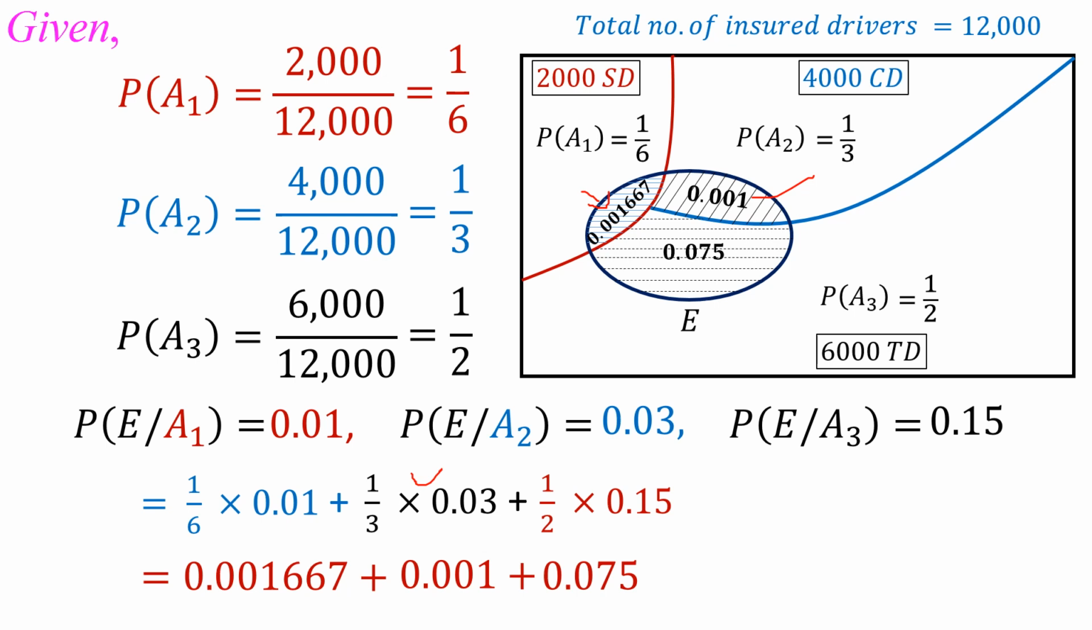And please understand, this circle represents the total probability of meeting an accident, either by a scooter driver, or by a car driver, or by a truck driver. So this is the total chance that an accident will take place, 0.086667. So there is a very small chance that the accident will take place, only 0.08.